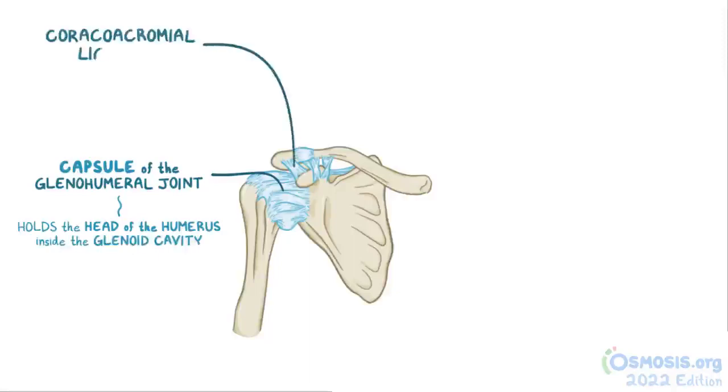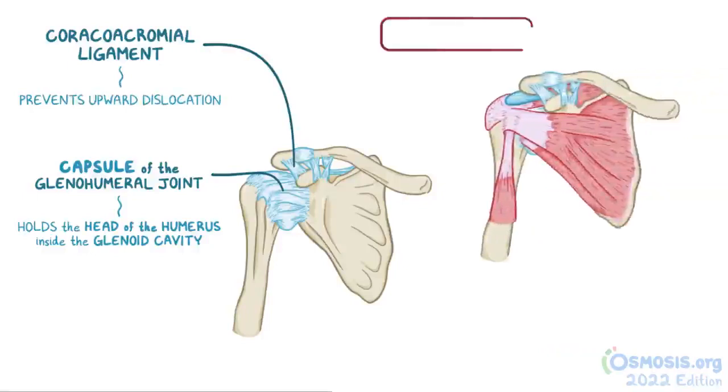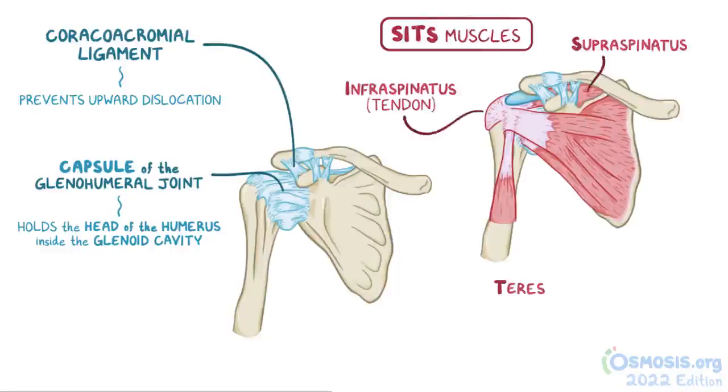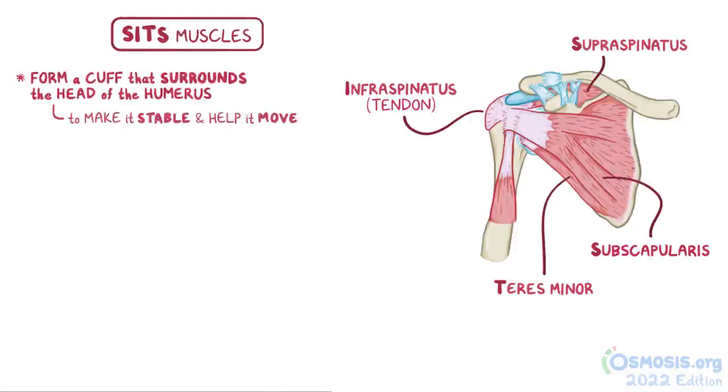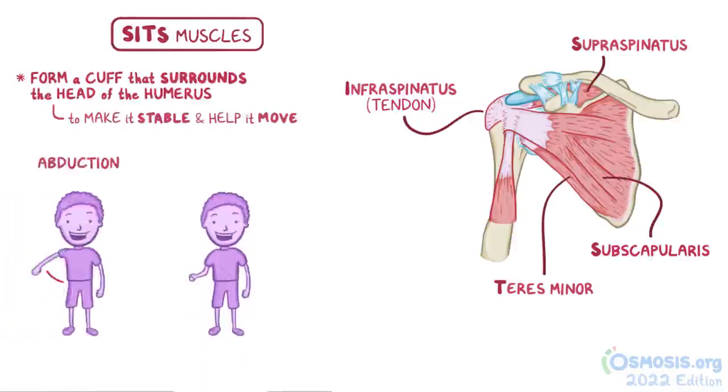The coracoacromial ligament forms an arch between the coracoid process and the acromion, and it prevents the head of the humerus from upward dislocation. In addition to these ligaments, the shoulder is supported by the 4 rotator cuff muscles, also called the SITS muscles, for supraspinatus, infraspinatus, teres minor, and subscapularis. The SITS muscles form a cuff that surrounds the head of the humerus to make it stable and help it move, specifically in abduction as well as internal and external rotation.